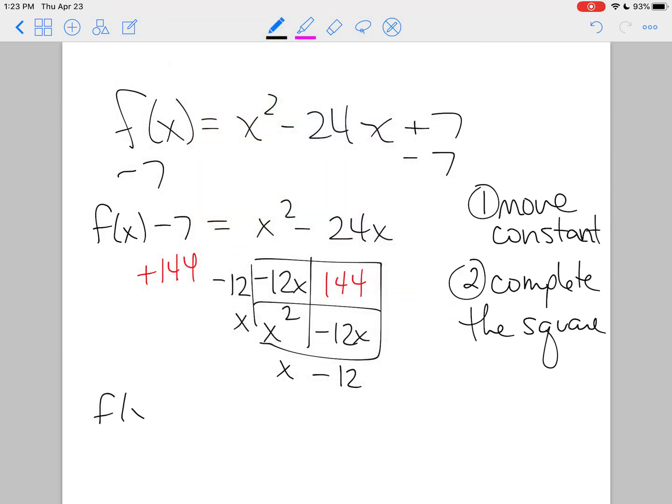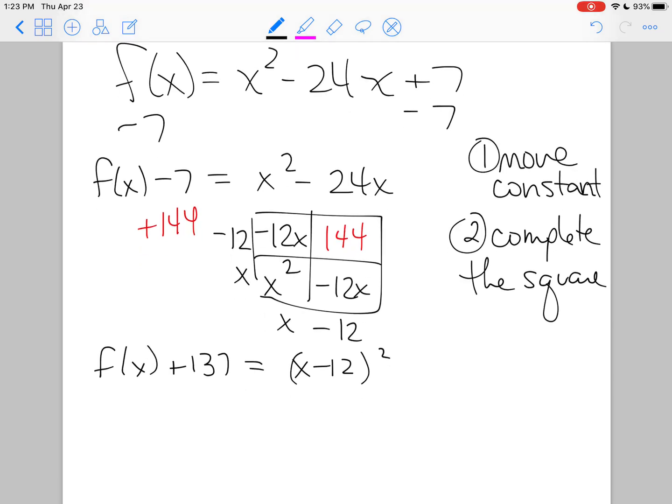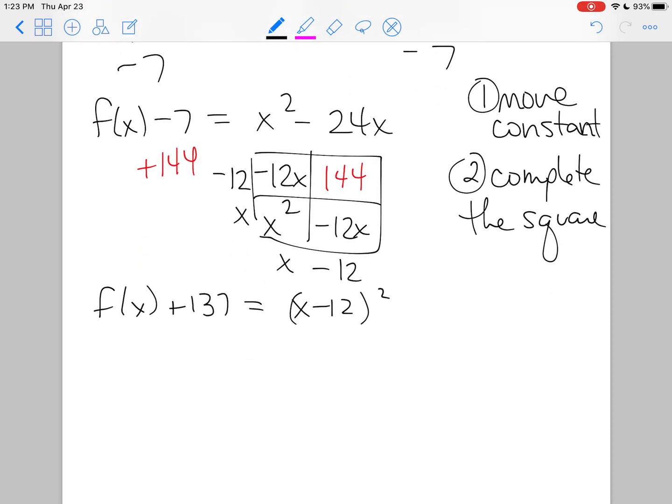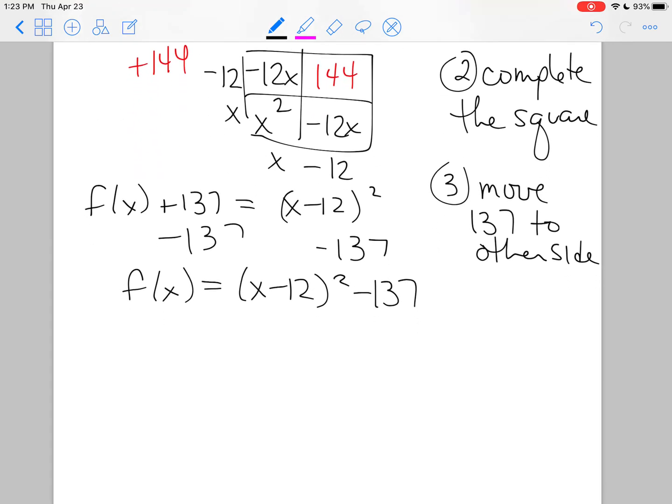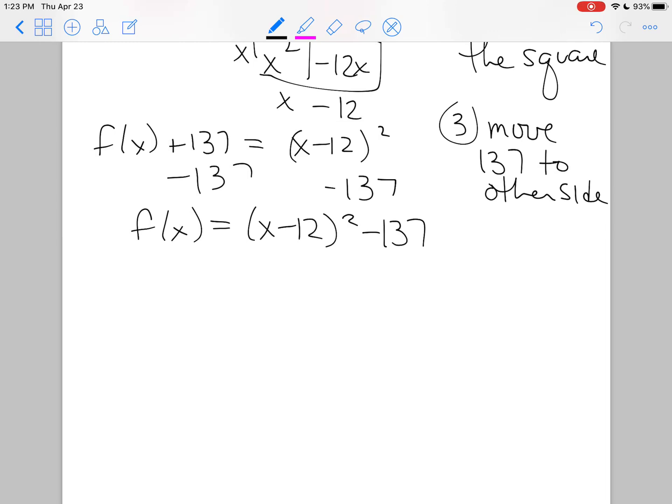All right, so now I have f of x plus 137 equals x minus 12 squared. And now move the 137 to the other side, and we'll be done. So minus 137. Now that gives me f of x equals x minus 12 squared minus 137. Now it's in graphing form, and I'm going to talk about the transformations.